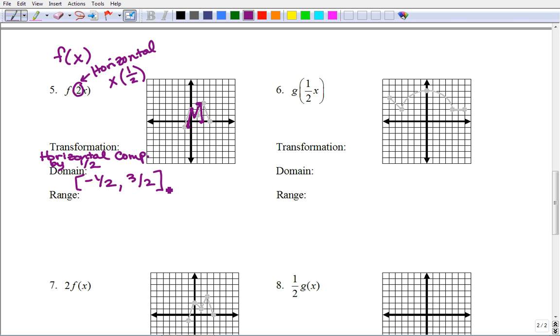And if we compare that to the original, these are 1/2 of what they used to be. But the range, we did not change any of the values for the range. Those points still have the same y values that they used to. So the range was -1, 3 before, and it's going to stay -1, 3 now.